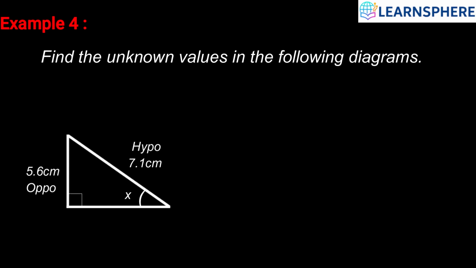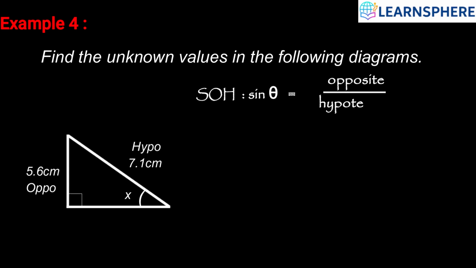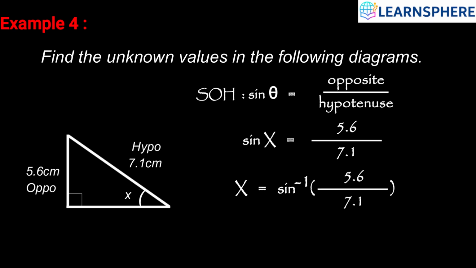So we have to use an acronym that contains both opposite and hypotenuse. And we can use SOH, as SOH means sine theta equals opposite over hypotenuse. And we can simply substitute the lengths into the formula, which gives us sine x equals 5.6 over 7.1. To find x, we can bring the sine over and it becomes sine inverse. So x equals sine inverse of 5.6 over 7.1. And we can simply plug this into the calculator to give us 52.1 degrees, correct to 1 decimal place for an angle, as our answer.